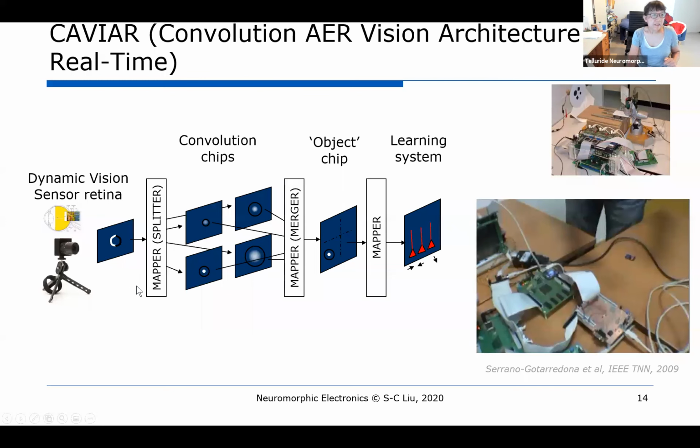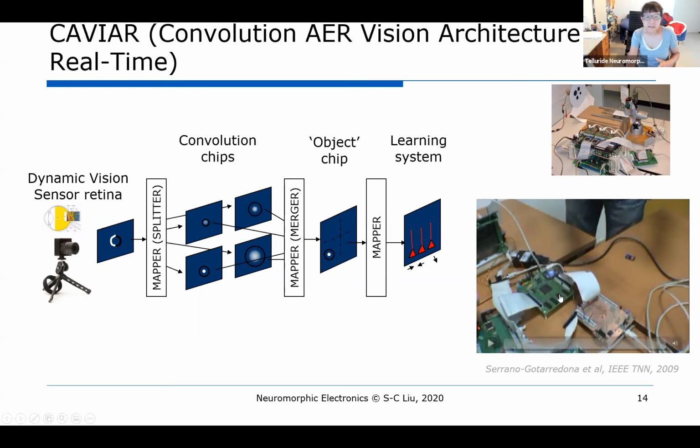And so in CAVIAR, we have the input from the silicon retina coming out. So in this case, looking at a ball or circle. And now the spikes are then transmitted to a set of convolution chips. And then transmitted onwards to what we call an object chip that looks for the best template that matches what you see in the scene. And then also a learning system that has to learn spatiotemporal trajectories about the object. And so you can see this was back in 2006. And so you can see the boards are very big.